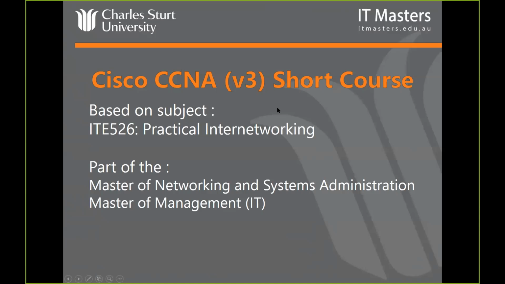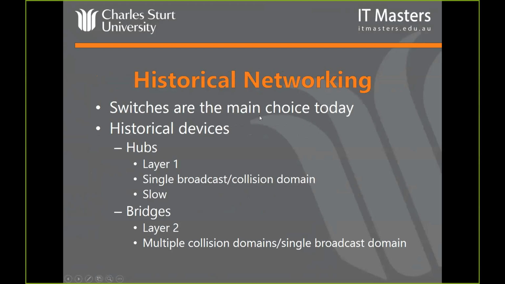Okay, so let's get into tonight's little bit of historical stuff, which we sort of covered last week a little bit, but it's good to just have this little bit of a lead into the layer 2 stuff. We know that switches are the main choice today. Hubs and bridges, not so much. Bridges and switches, often interchangeable language, meaning the same thing, are slightly different, but nowadays, basically, we just talk about switches. Hubs, as we talked about last week, work at layer 1 of the OSI model, single broadcast collision domain, slow, regenerate signals, lots of potential for noise, all sorts of stuff.